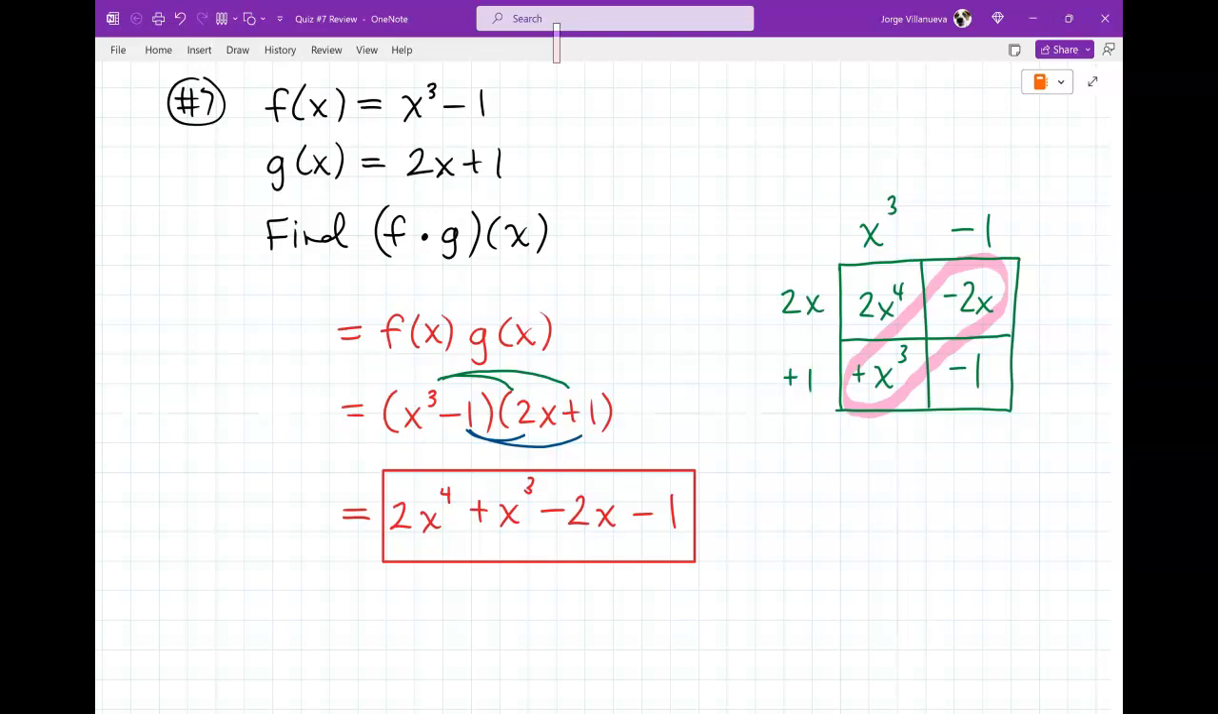So all you have to do now is just write everything in the boxes, okay? So when you write everything in the boxes, you're going to write 2x to the 4th minus 2x plus x cubed minus 1. It'll be the same thing that I wrote, and that's your answer. You're just going to write everything out, okay? So that's the box method. That's what it looks like.